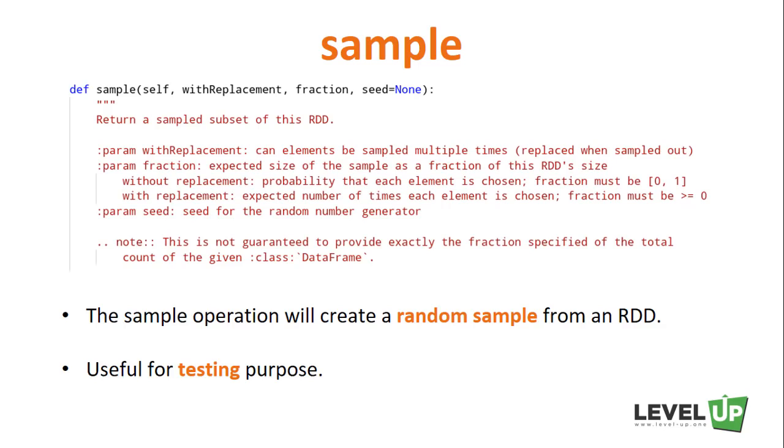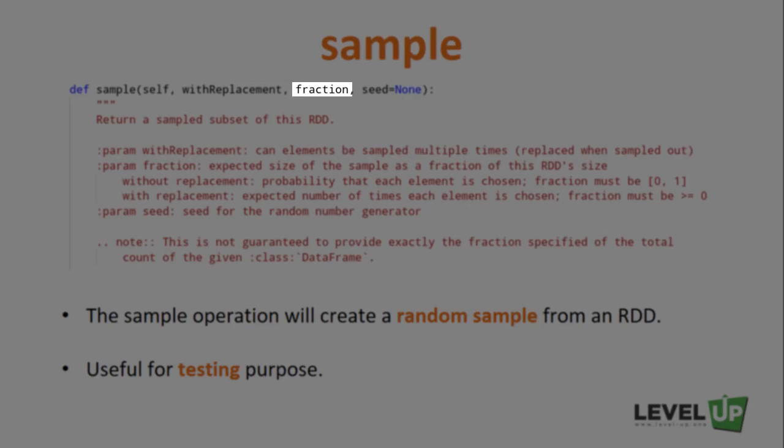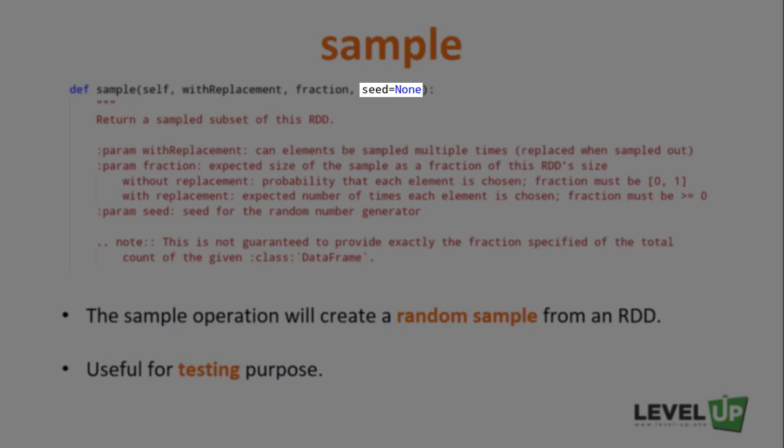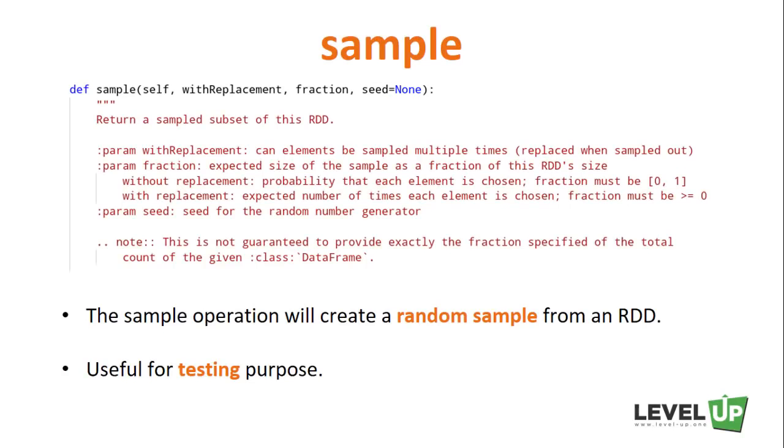The second one is the sample size as a fraction. Let's say we want to take 1/10 of the original dataset. We can just put 0.1 as the sample size. The third argument is the seed, used for generating random numbers.